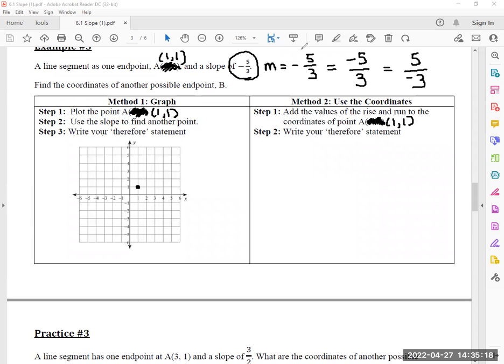Let us use, I'll do this in blue. I'm going to use the -5/3 as my slope. -5 is my rise. What does that mean in terms of moving on the graph? My rise is -5. I'm going down. So 1, 2, 3, 4, 5. And my run is positive. So 1, 2, 3.